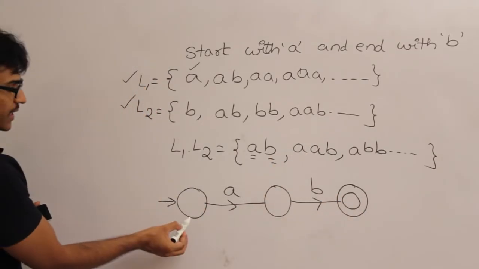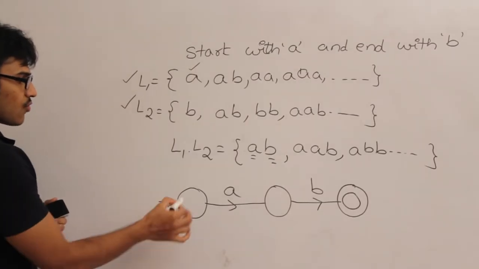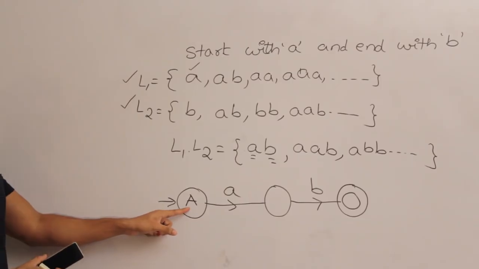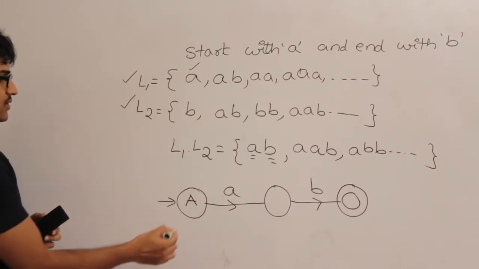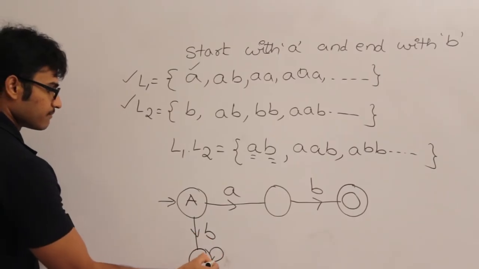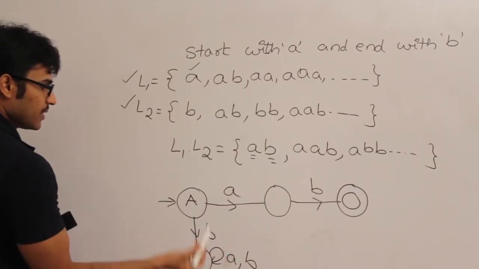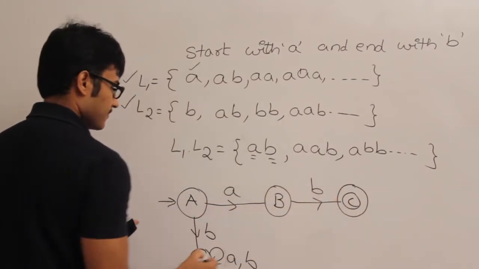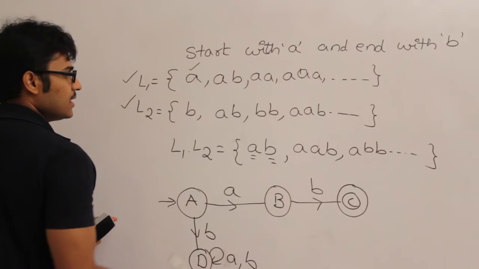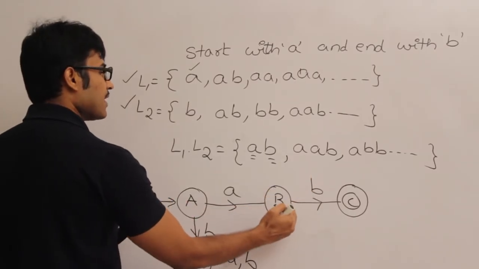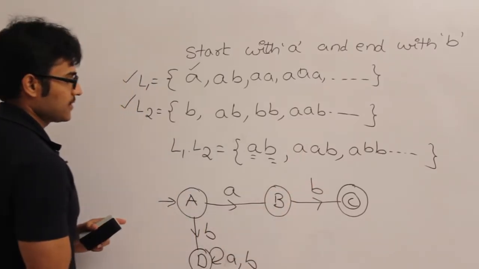Now what if I get B here? What does this state A represent? This state A will accept strings only starting with A. If it is starting with B, I should not accept it and I am going to kill it. If any string starts with B, I am going to kill it. Now what does this state B represent? This state B, whenever it sees small b, thinks that it is the last b and it is going to go to the next state and accept it.